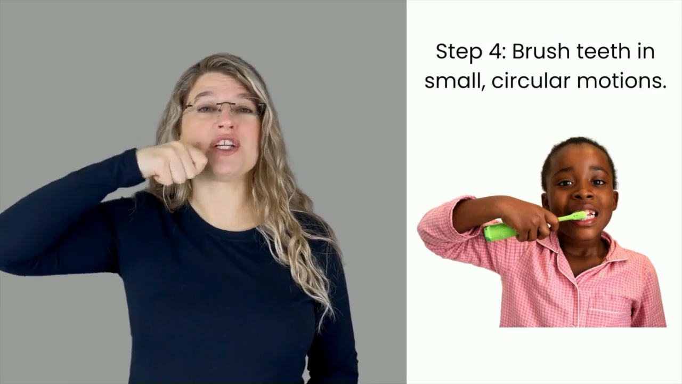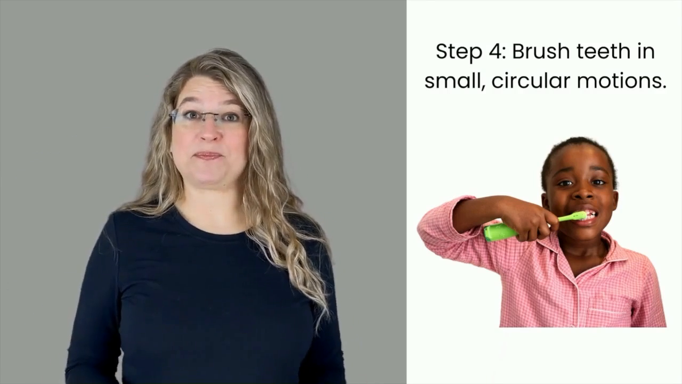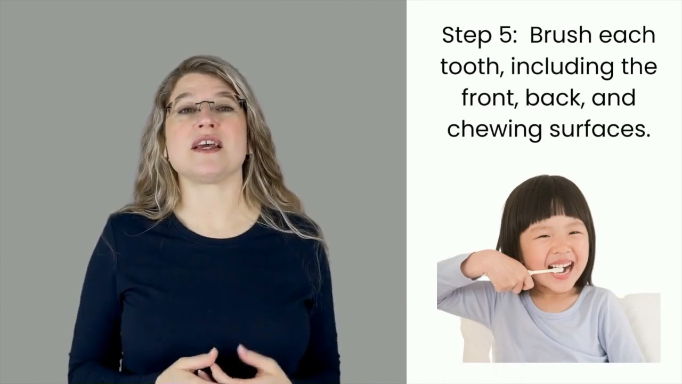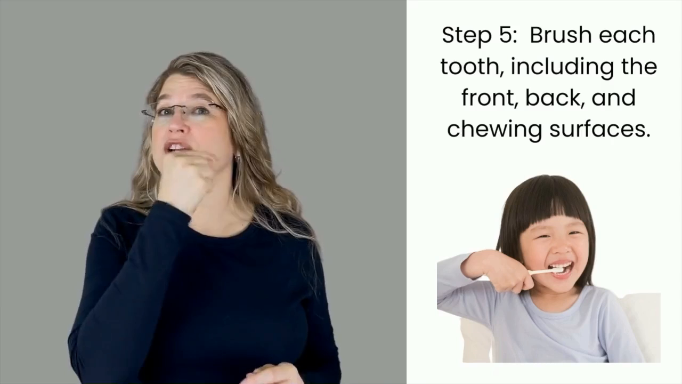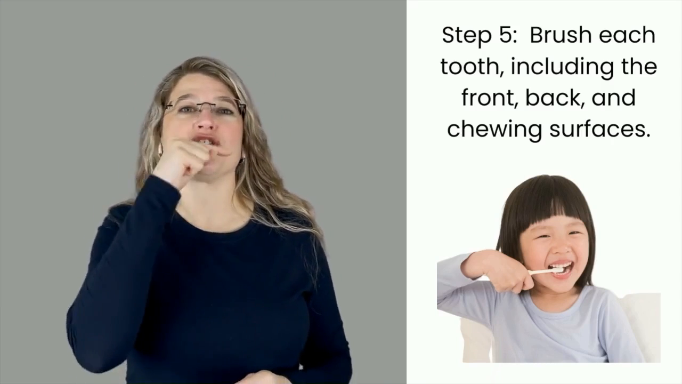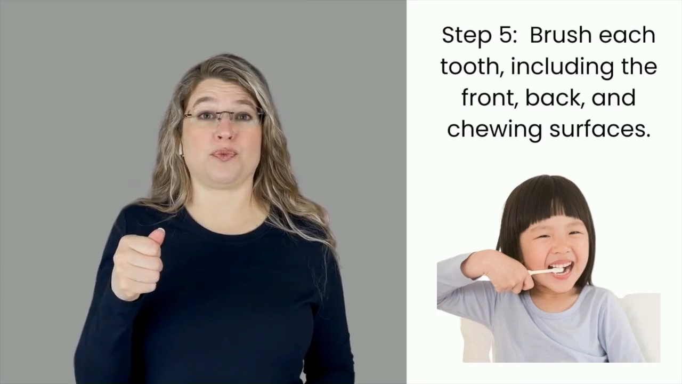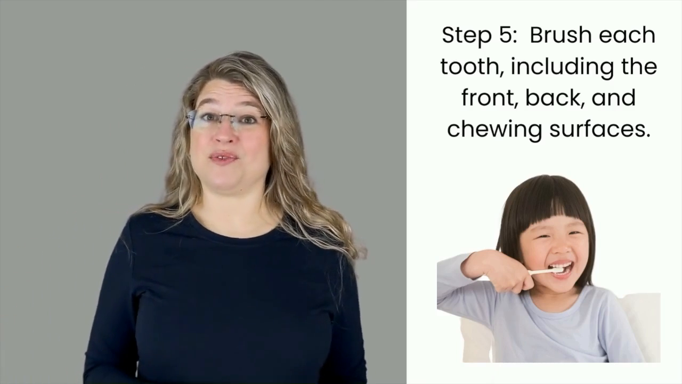Or you can pretend like you're holding the toothbrush and then move in circular motions like that. Now for brushing each tooth, the front to the back to all the chewing surfaces, you can either use your finger like with the toothbrush and just pretend like you're brushing back and forth, like all your teeth, or you can pretend like you're holding a toothbrush, or you could actually have a toothbrush and model how to do this step as well.